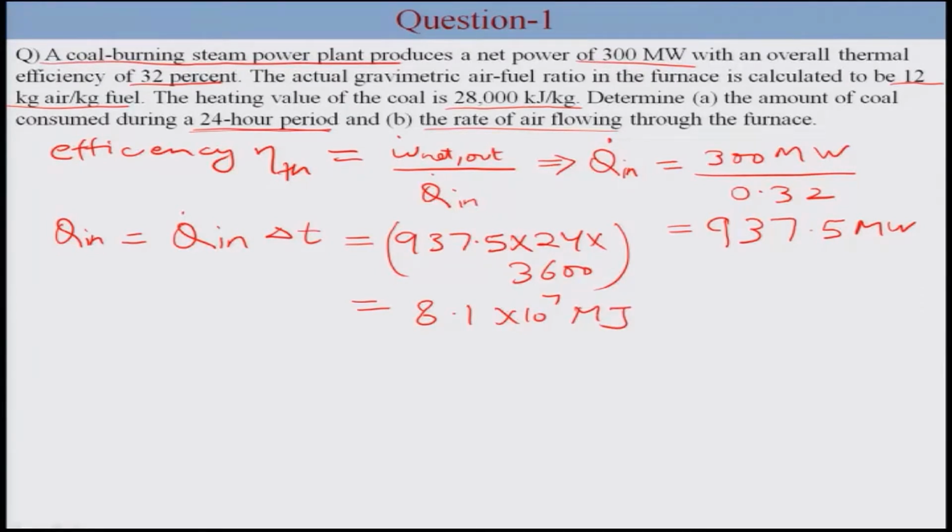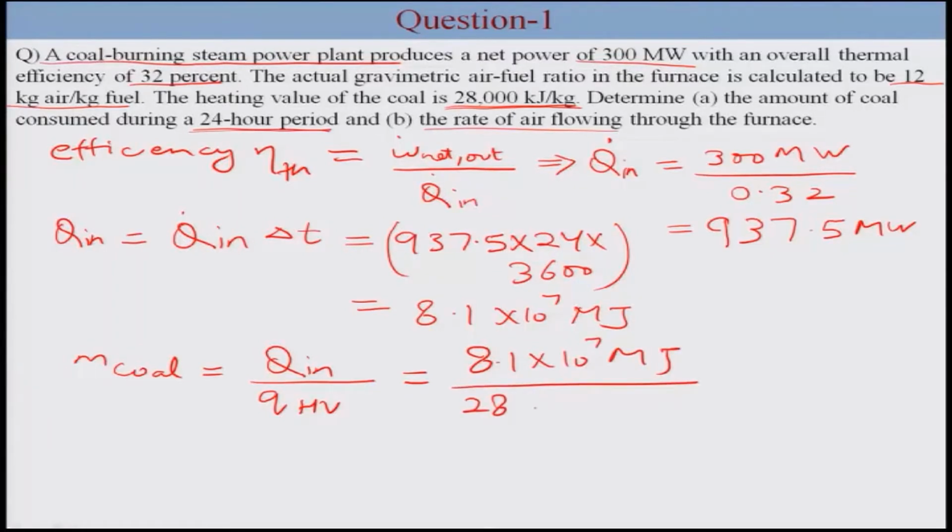We know the heating value of the coal. From this we can calculate the amount of coal consumed. So the mass of coal would be the heat which is given as input divided by the heating value of coal, Q_HV. So 8.1 into 10 to power 7 megajoules divided by the heating value of coal, which is 28,000 kilojoules, so it can be written as 28 megajoule per kg. This is equal to 2.893 into 10 to the power 6 kg.